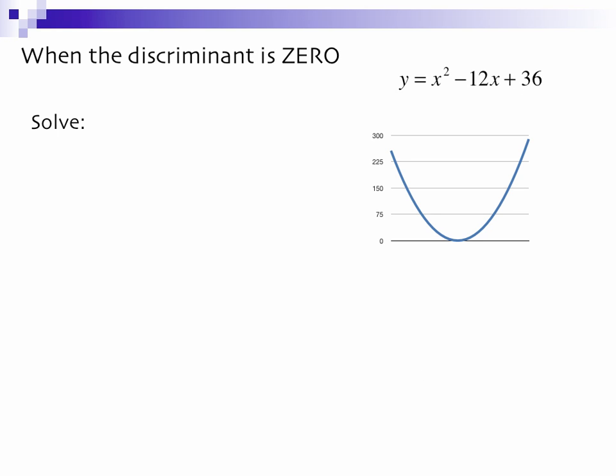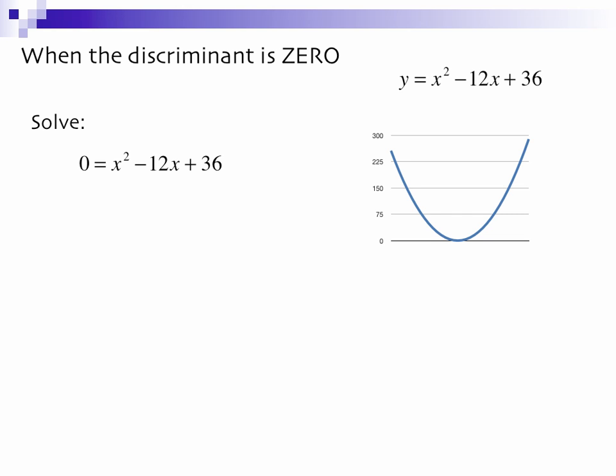When the discriminant of an equation using the quadratic formula is 0, you'll end up with a graph like the one shown at the right here. This is the graph of y equals x squared minus 12x plus 36. Let's go through and work the quadratic formula for this equation and see how the discriminant turns out to be 0.